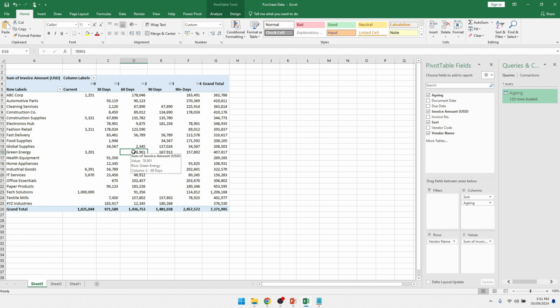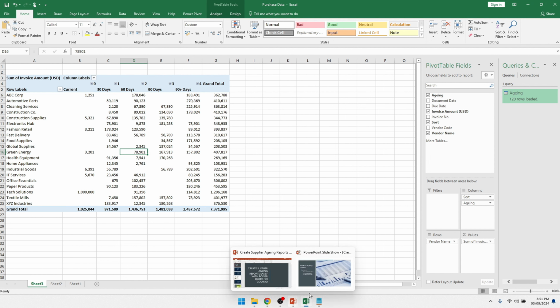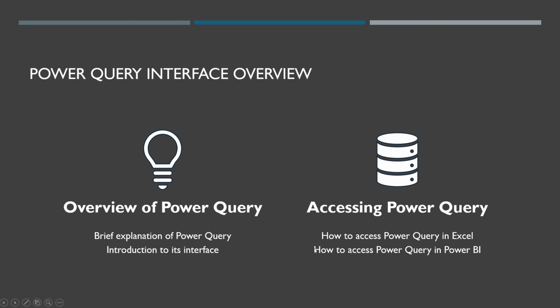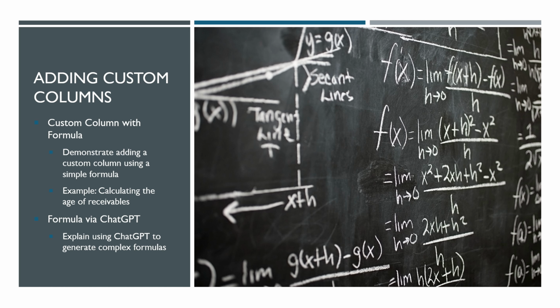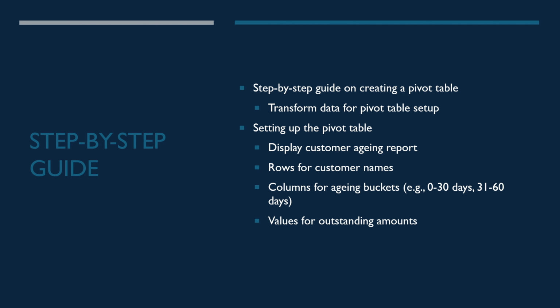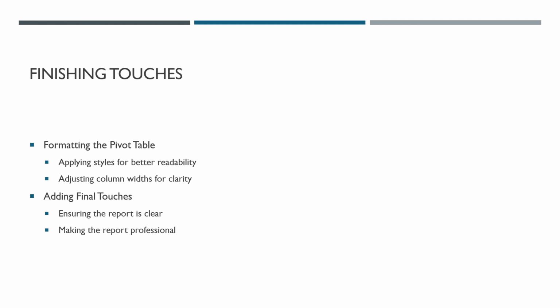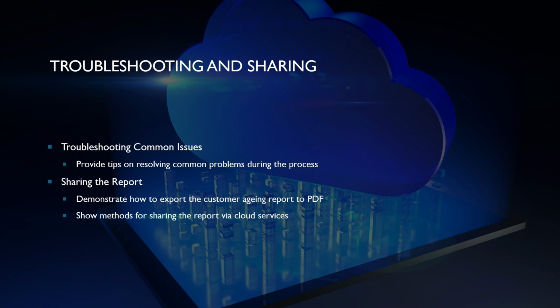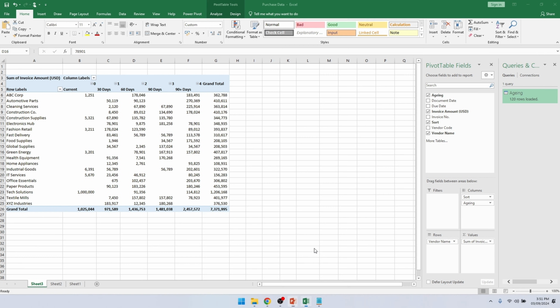So yeah, this is how I created the aging report. I'll be quickly going through the slides to see if I skipped anything. So here we have accessed the data, we have added the column, we split the column, we extracted the data from the columns. We have done the final touch like formatting, formula, everything. We did troubleshooting as well through ChatGPT, and then there's one important thing, which is sharing the report.